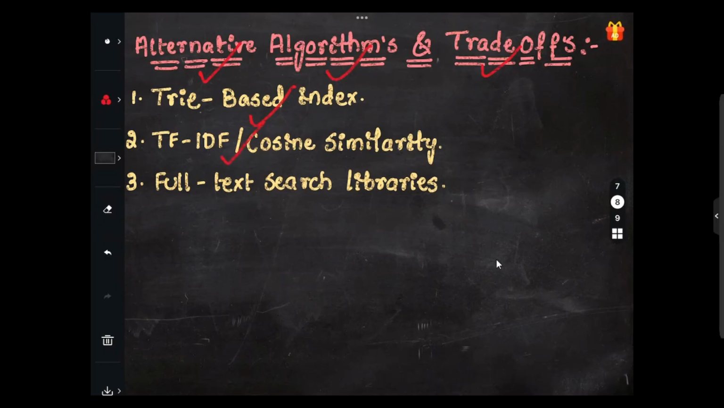So we can also go with the TF-IDF or the cosine similarity algorithm, right? So we will get the ranked results, right? But the main trade-off here is higher computation and storage. That also we have to keep in mind. And the final one here is full text search libraries. So we can go with libraries like Whoosh, Elasticsearch, right? It is completely scalable and concurrent, no doubt. But the setup is complex, and we have to think about the external dependencies as well. Yeah, so these are some of the alternative algorithms along with the trade-offs, right?